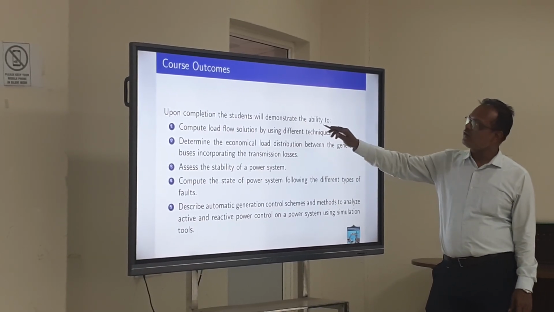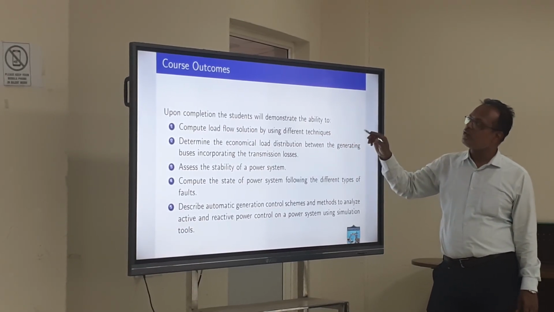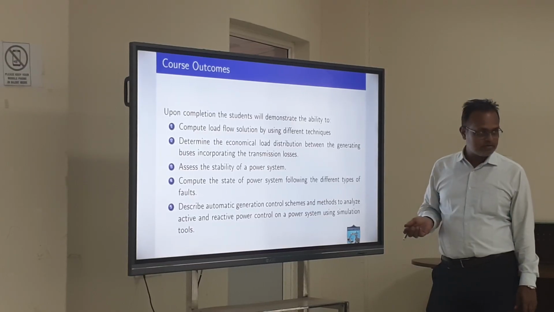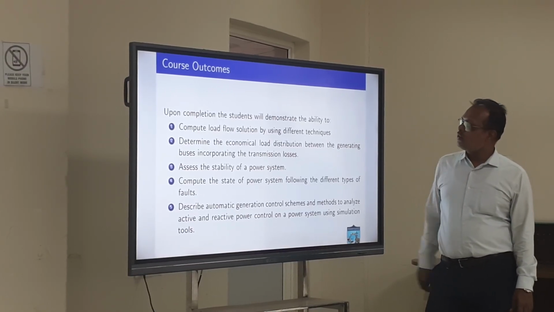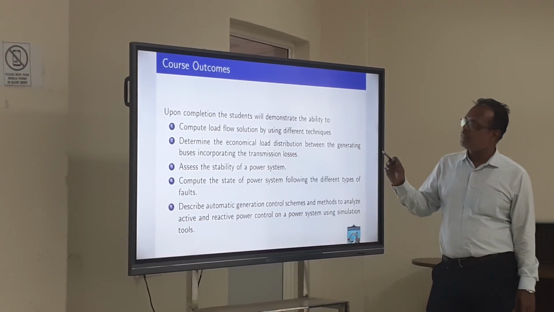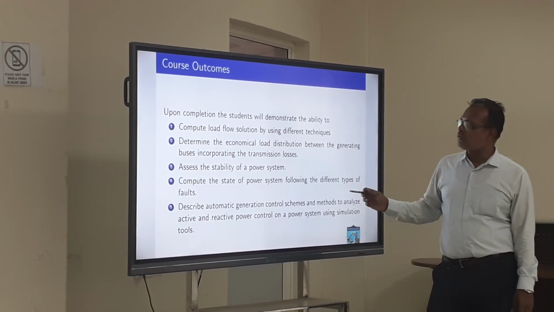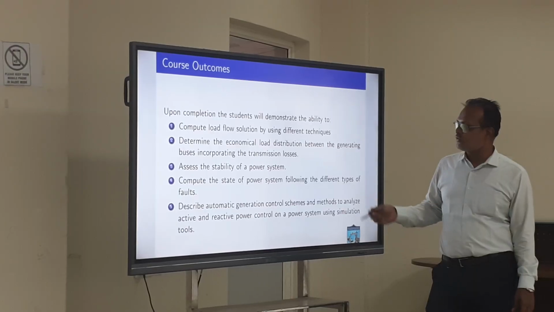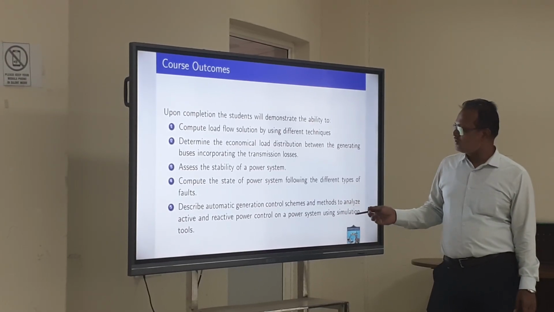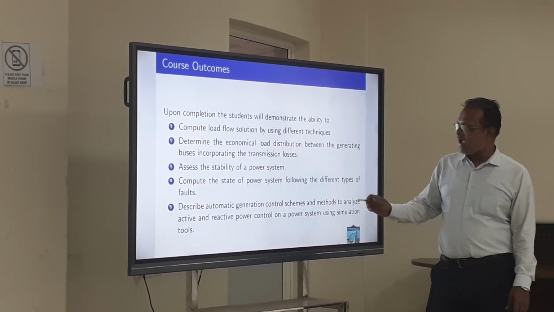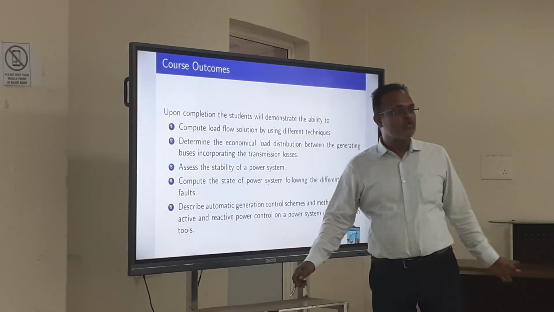Upon completion, the students will demonstrate the ability to compute load flow solutions using different techniques, determine the economic distribution between generating buses incorporating transmission losses, assess the stability of the power system, and compute the state of the power system following different types of faults. They will also describe automatic generation control schemes and methods to analyze active and reactive power control using simulation tools.